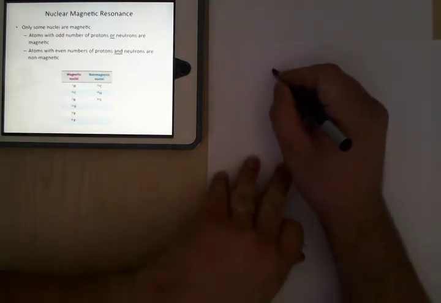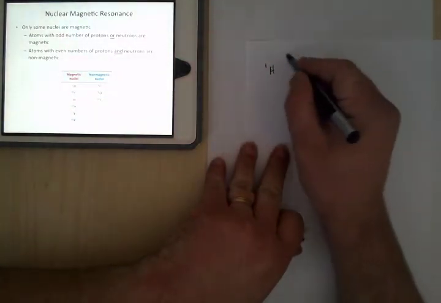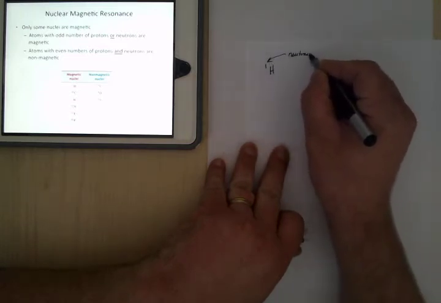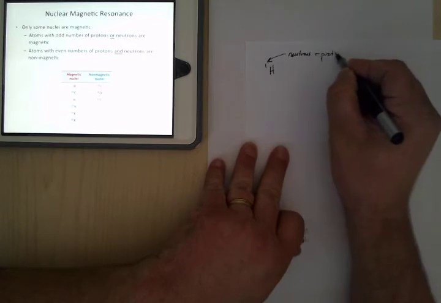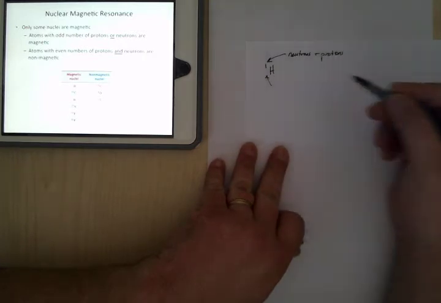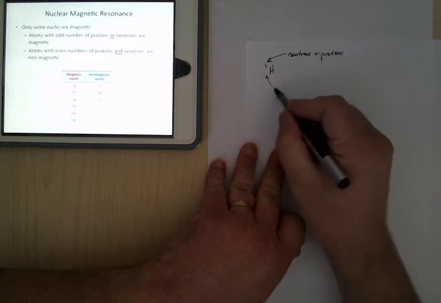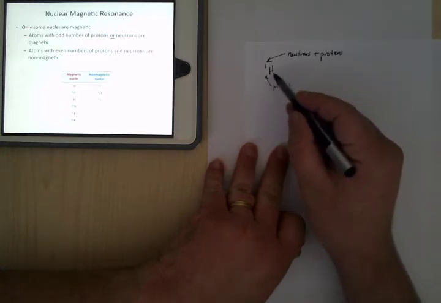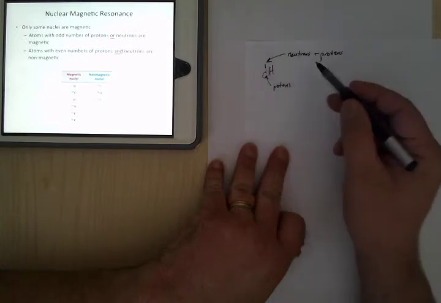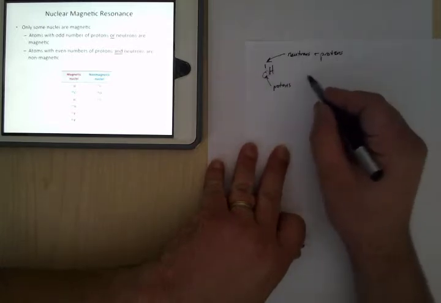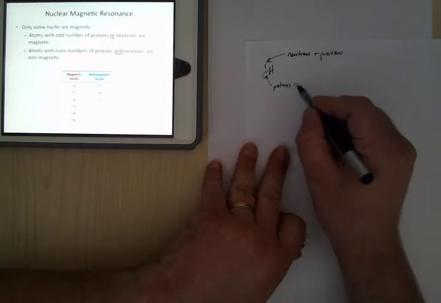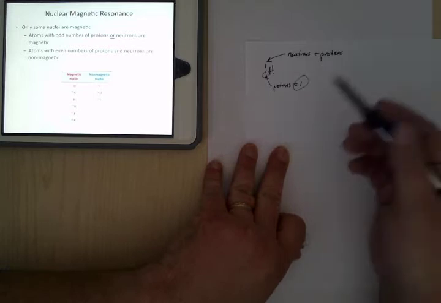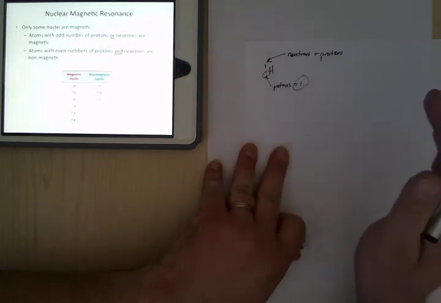Right, so if you have a hydrogen-1, this number is neutrons plus protons. And this understood number down here, which is the smaller number on the periodic table, is just the number of protons. That's what defines what the atom is. So in this case, hydrogen is equal to 1 proton. Well, boom, we have an odd number of protons, so it's automatically magnetic.